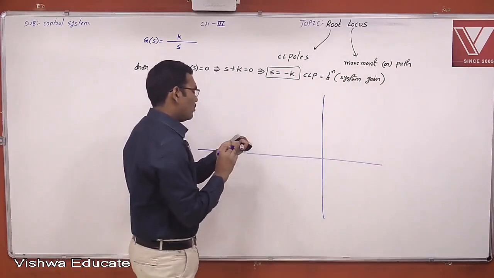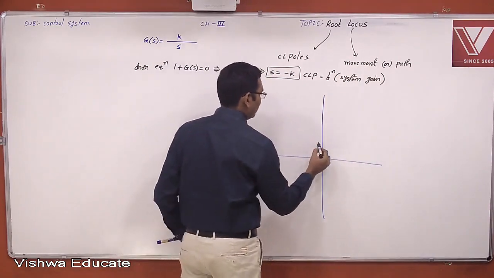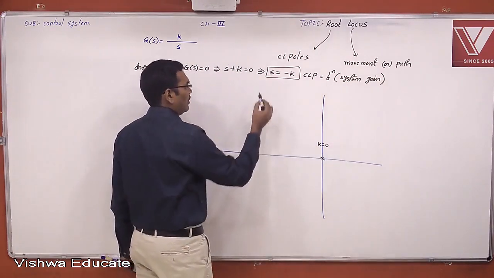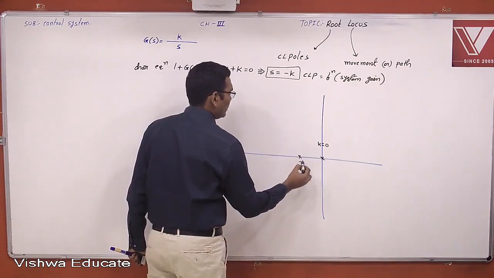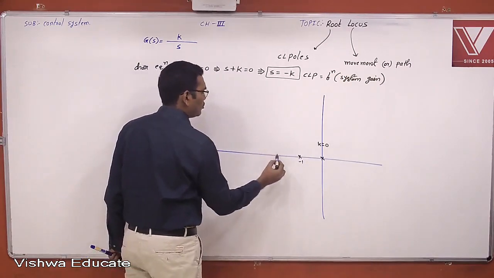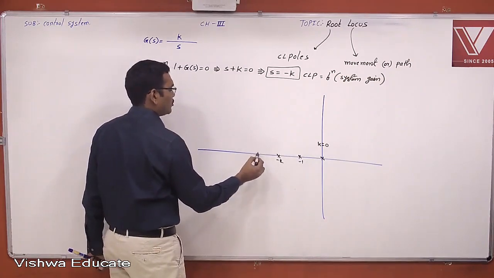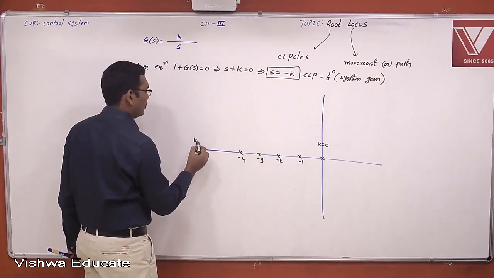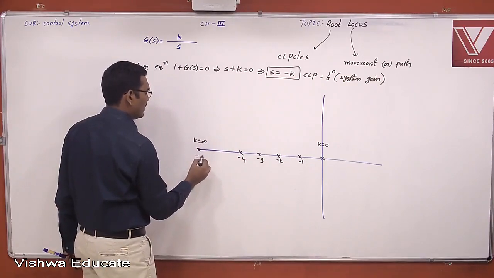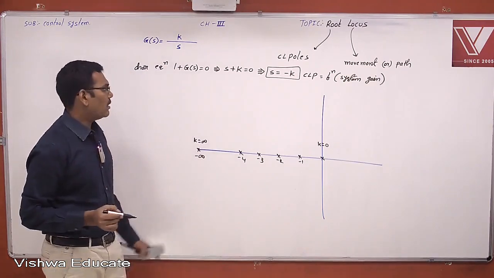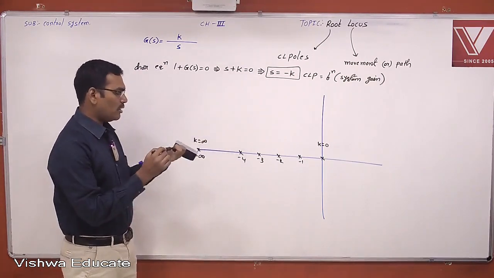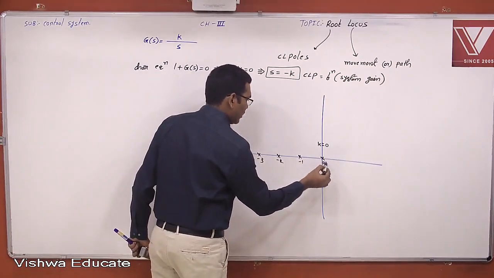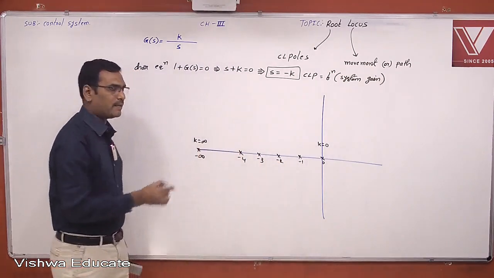When K equals 0, the closed loop pole is at the origin. When K equals 1, the closed loop pole is at minus 1. When K equals 2, the closed loop pole is at minus 2, then minus 3, minus 4, and so on. When K equals infinity, the closed loop pole is at minus infinity. If you observe, the closed loop pole location is changing: at origin, at minus 1, at minus 2, at minus 3, at minus 4.